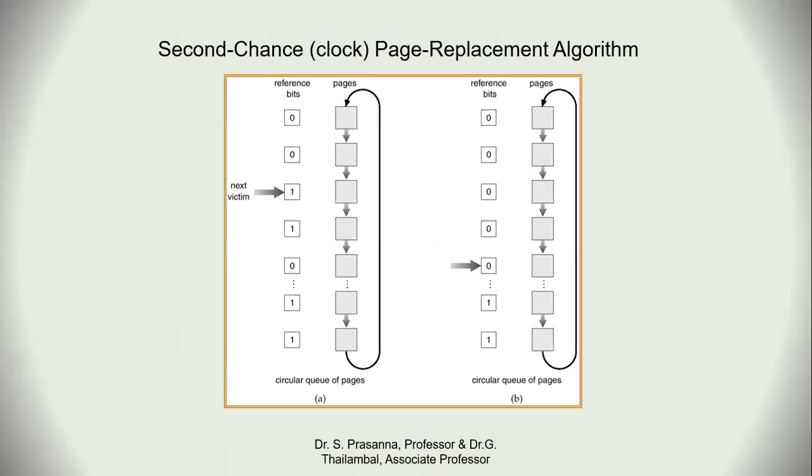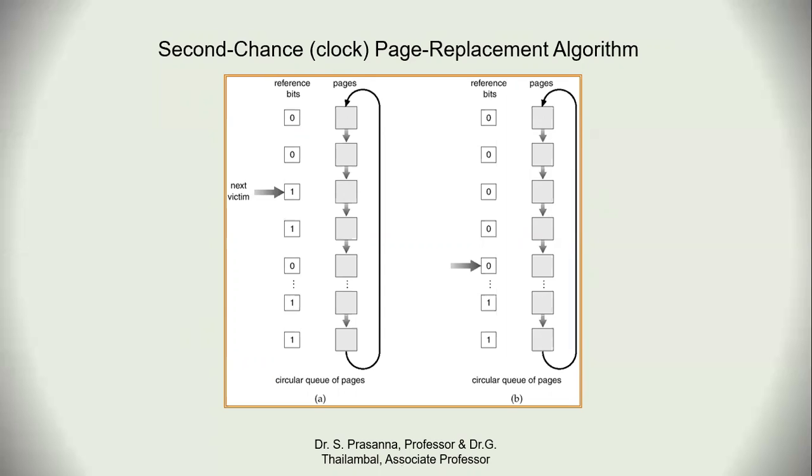You have reference bits 0, 0, 1, 1, 0, and 1, 1. So you have a circular queue of pages. The reference bit of the next victim is 1, which is marked with the arrow here. So in order to give a second chance, what is second chance? You convert the bit to 0 so that it cannot be used as the next victim. 1 represents that it was very recently used, so you cannot use the same page as a victim again. In order to give it a second chance, change the bit from 1 to 0.